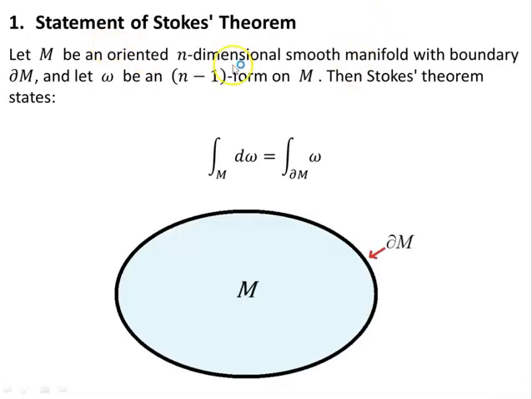All right, so a statement of Stokes theorem. Let M be an oriented n-dimensional smooth manifold with boundary partial M, and I'm going to use M and partial M throughout the rest of this 3-video series. And let omega be an n-1 form on M, and so M is n-dimensional. Then Stokes theorem states that the integral of d omega over M is the integral of omega over partial M. So, smooth manifold M, and partial M the boundary.